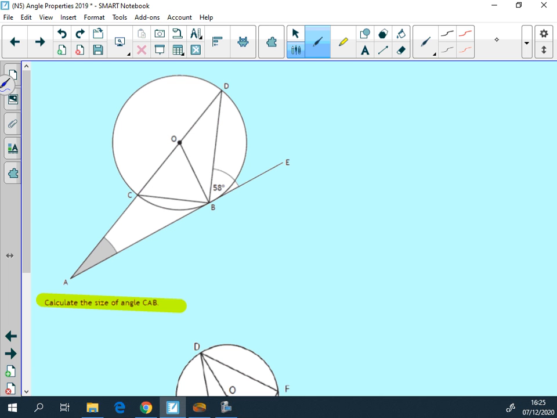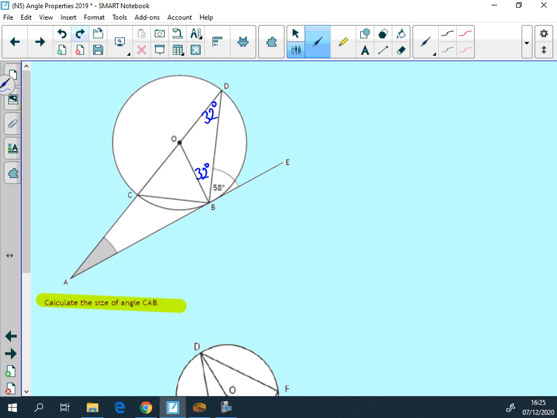Now, 58 degrees there, radius, tangent, that must be 90 degrees. So 58 is already being taken up. So what do you need to add on to make 90? That must be 32. Now I knew that radius, radius, chord, there's an isosceles triangle. I pop 32 back in. So this one must be 32 as well.